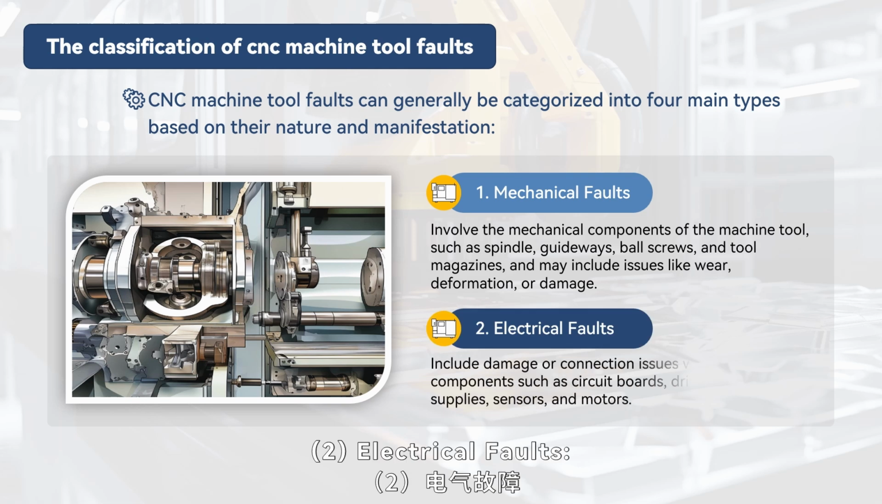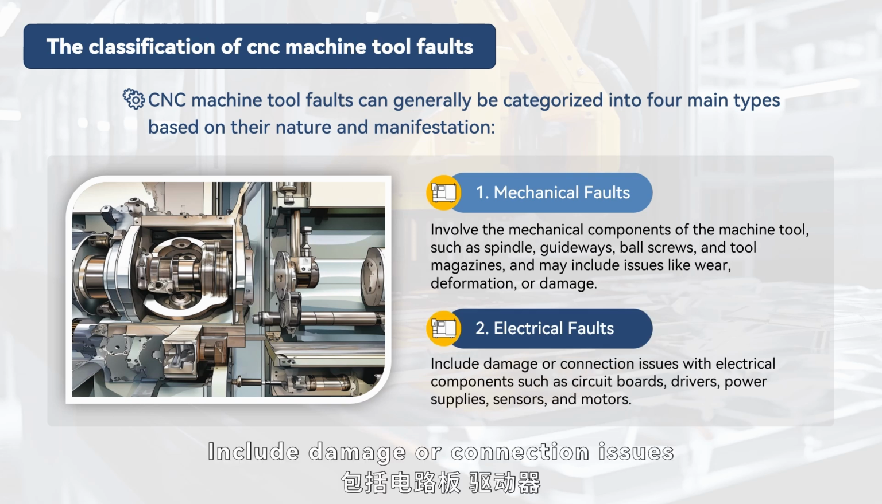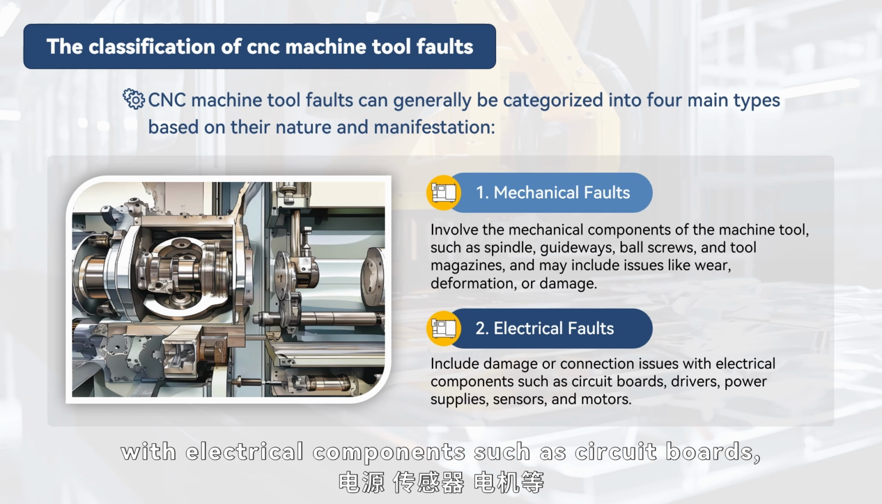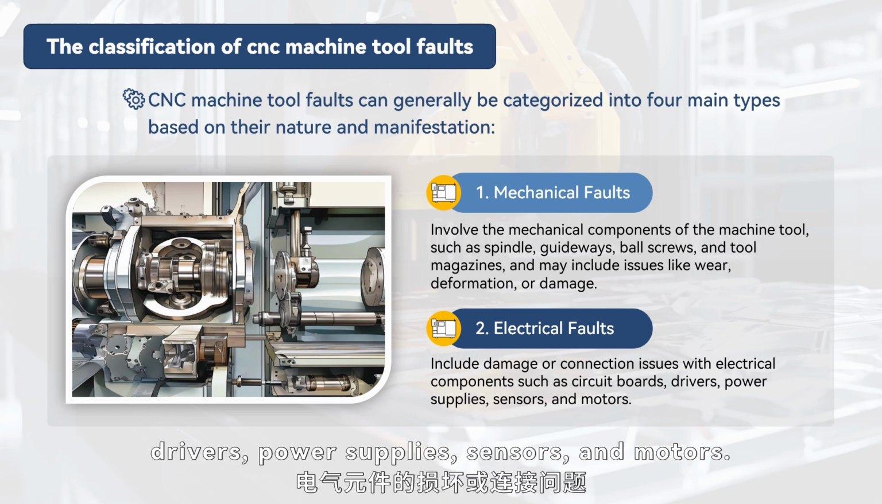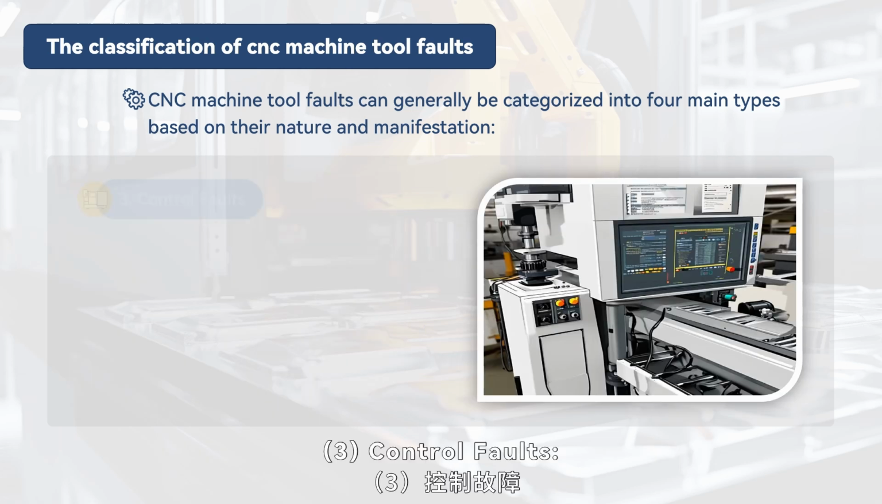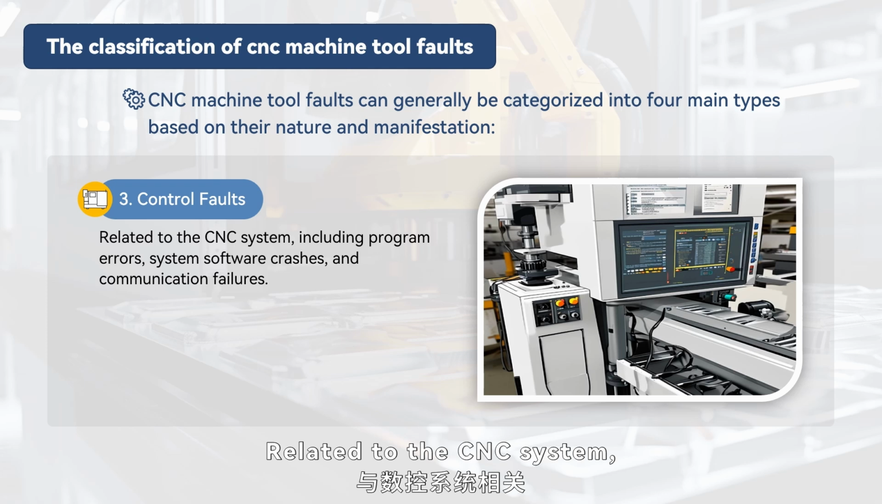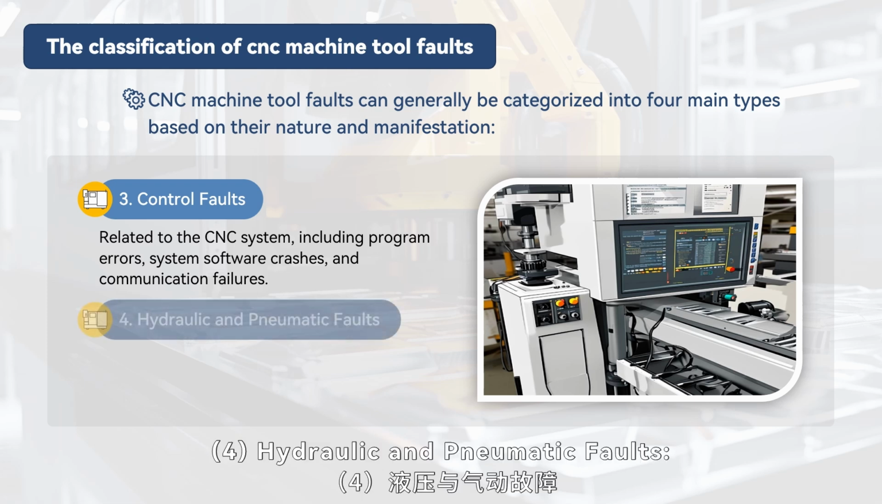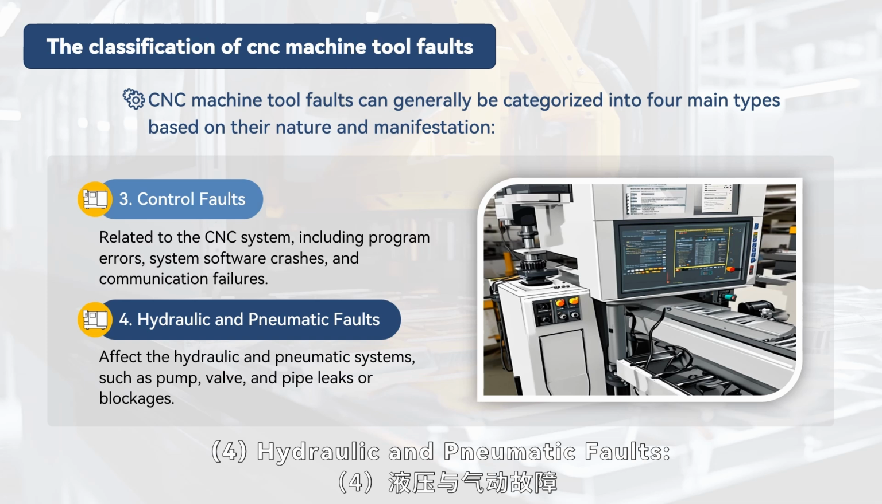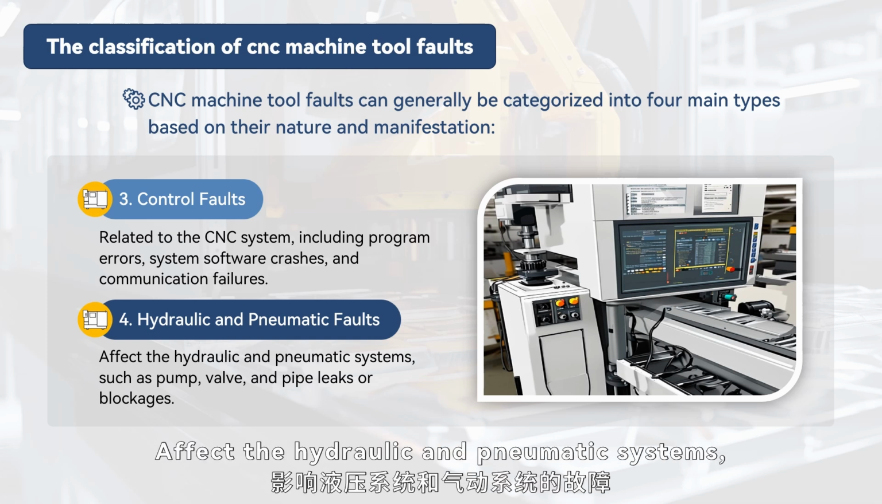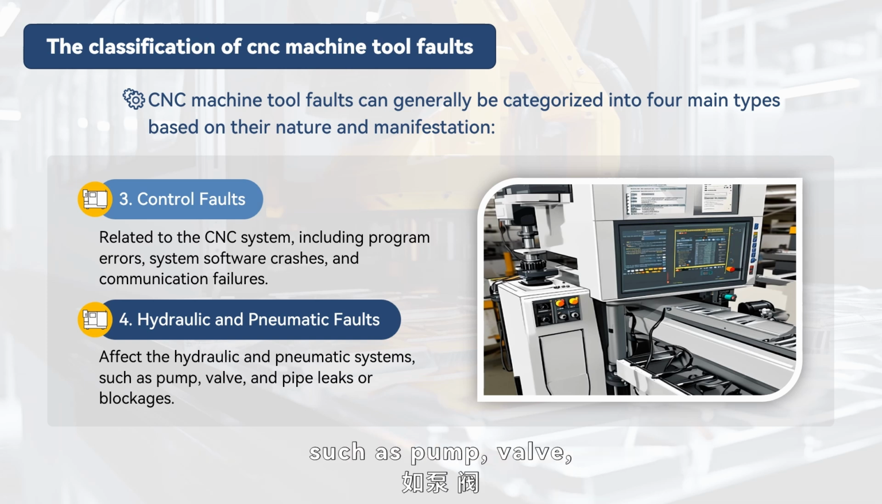2. Electrical faults include damage or connection issues with electrical components such as circuit boards, drivers, power supplies, sensors, and motors. 3. Control faults related to the CNC system, including program errors, system software crashes, and communication failures. 4. Hydraulic and pneumatic faults affect the hydraulic and pneumatic systems, such as pump, valve, and pipe leaks or blockages.